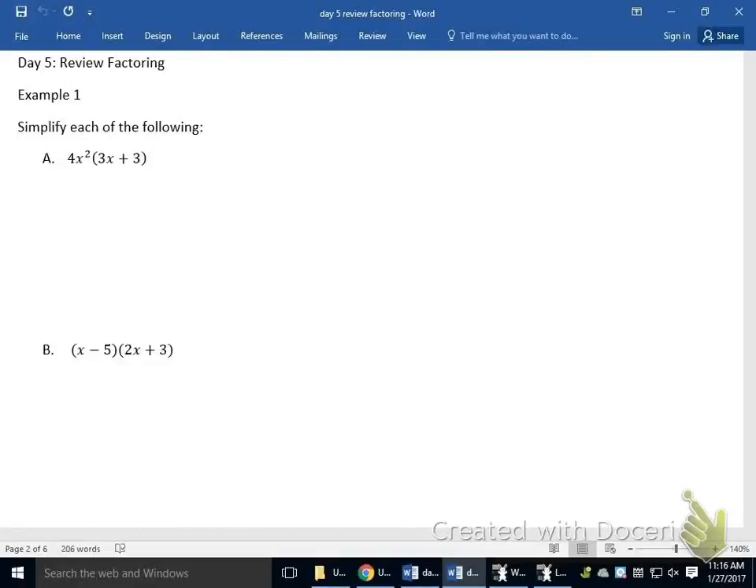This is Unit 1, Quadratic Functions. This is Day 5. This is a review of factoring, and you're going to also see what happens when we simplify by multiplying factors together.